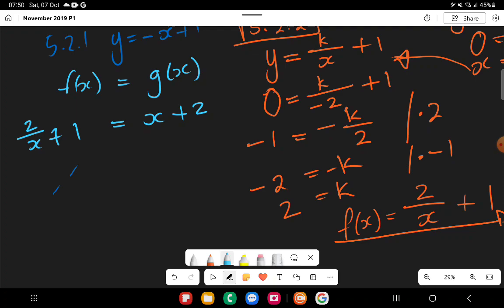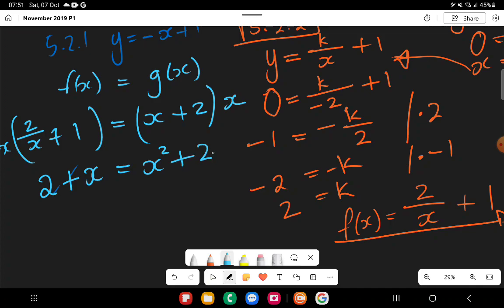So now what we want to do is solve for x, but I have an x as a denominator. In order to do that, I am going to multiply everything by x. Okay, so I'm going to multiply this by x, and I'm going to multiply this by x. So that becomes 2 plus x is equal to x squared plus 2x. Now I'm going to move everything to one side because I have a quadratic equation. So 0 is equal to x squared plus 2x minus x is positive x, minus 2.